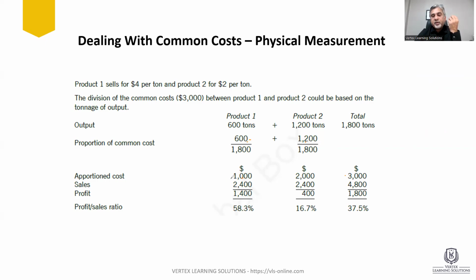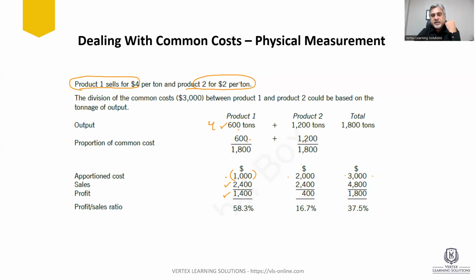And then you say, okay, my cost is 1,000, my cost is 2,000 here, total cost is here. Then what was the sales value? You were told that product one sells for $4 and product two sells for $2 per ton. So product one sells for $4, multiplied by 600 tons, your selling price is 2,400. Your cost was 1,000 and your profit becomes 1,400.